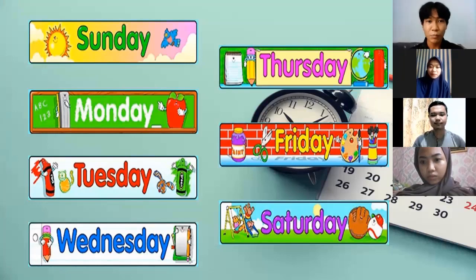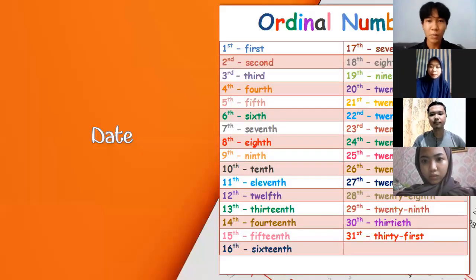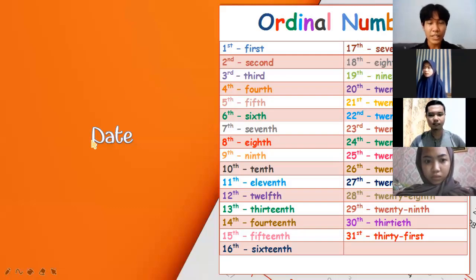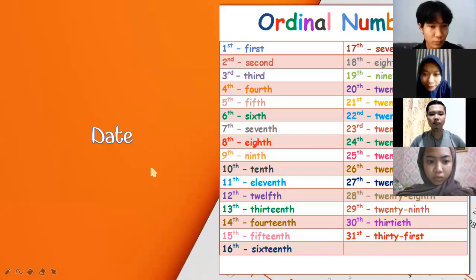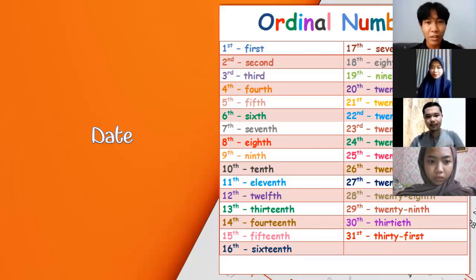It's clear, sir. Great. Let's move to the next material about date. I want all of you to repeat after me. If I say first, you will say first too, with the same pronunciation as me, until the last one, 31st. Do you understand? Yes, sir. We start now. First.